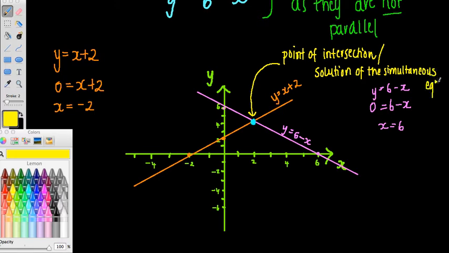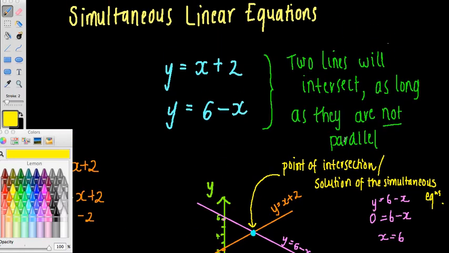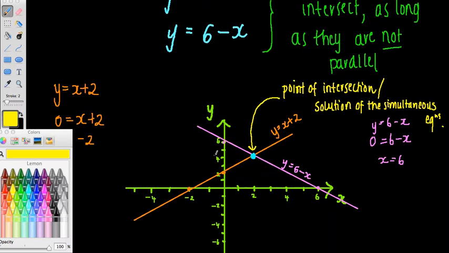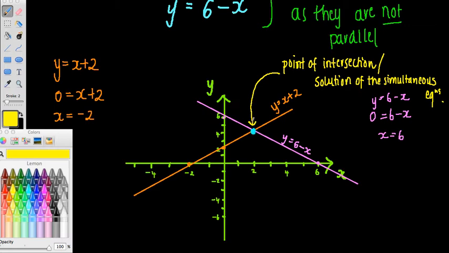The point of intersection where the two lines meet is the solution of the simultaneous equations. So if you were asked to solve these two equations simultaneously or solve the simultaneous linear equations, essentially what you would be giving is this coordinate right here.